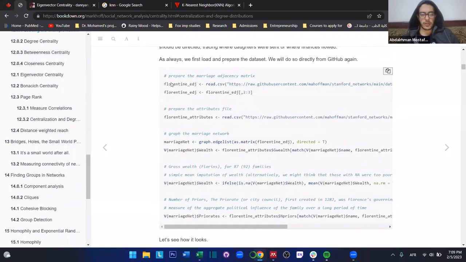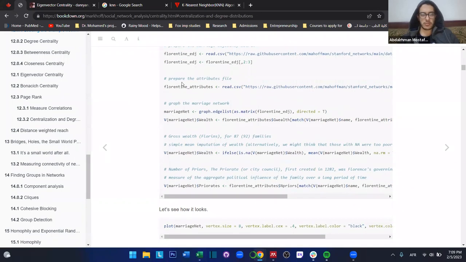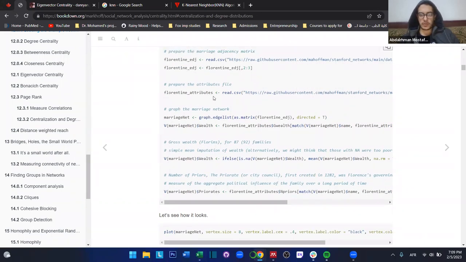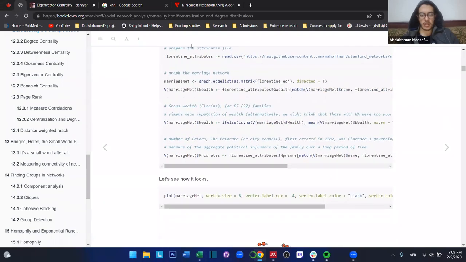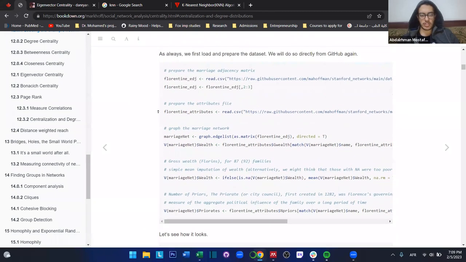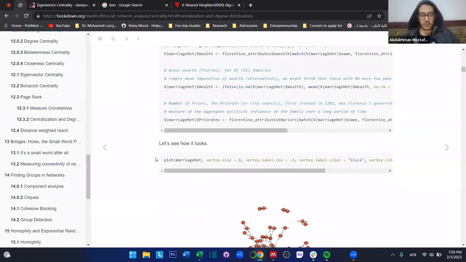So as usual, we load the data set from GitHub, and I'm not sure which is which, but the attributes in the end come up with the adjacency matrix, which contains these two variables: the wealth of each family and the priorates, I hope I'm pronouncing that right, which basically is a count of the number of family members for each family that are in the city council, and is therefore a sort of crude measure of how politically powerful each family is at the time.